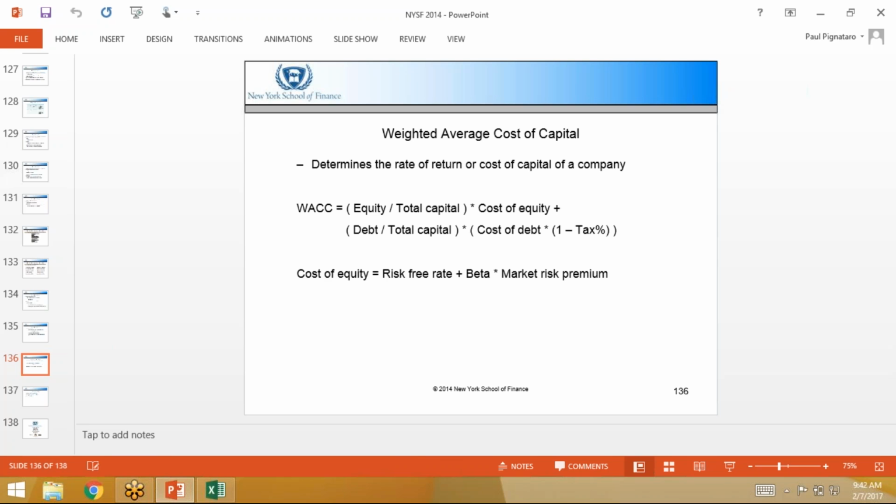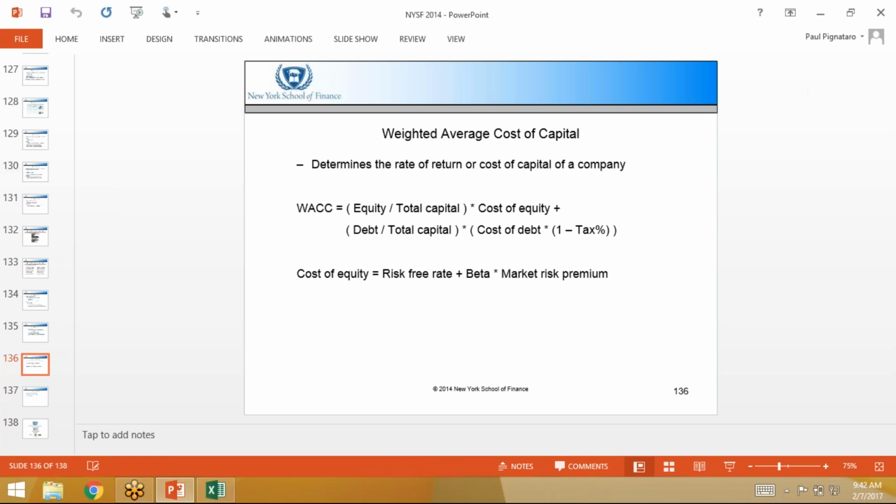The idea is we figure out some sort of lender rate of return, and we figure out some sort of equity rate of return, right? The lender rate of return we consider as cost of debt. Equity rate of return, cost of equity. The cost of debt is a cost to us, a benefit to the lenders. Cost of equity is a cost to us, benefit to the equity holders.